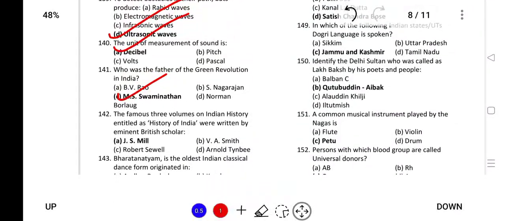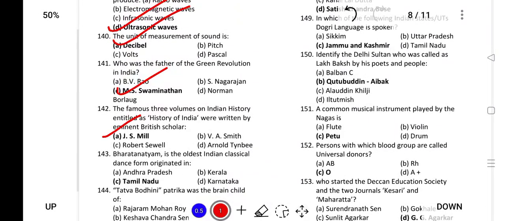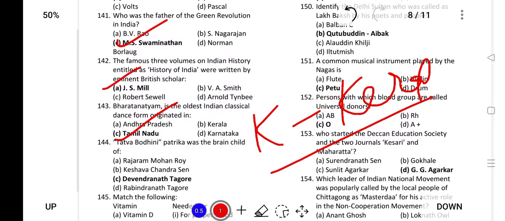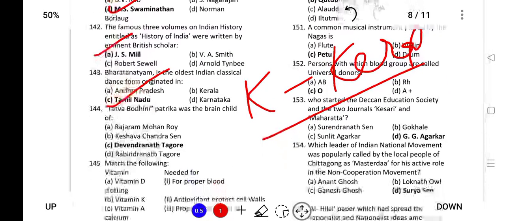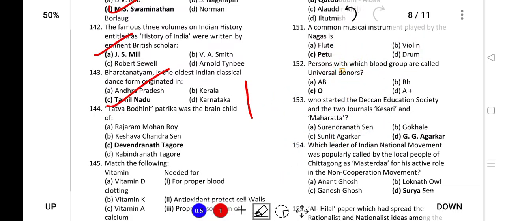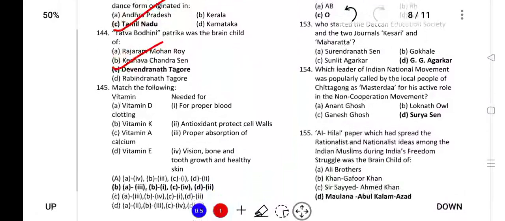The three volumes in industry titled History of India was written by eminent British scholar James Mill. Bharatanatyam is from Tamil Nadu, Kathakali is from Kerala, and Mohiniyattam is also from Kerala. Remember this: Bharatanatyam is from Tamil Nadu. Next, Tattvabodhini Patrika was started by Devendranath Tagore.